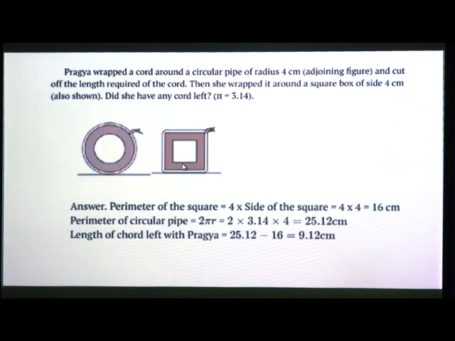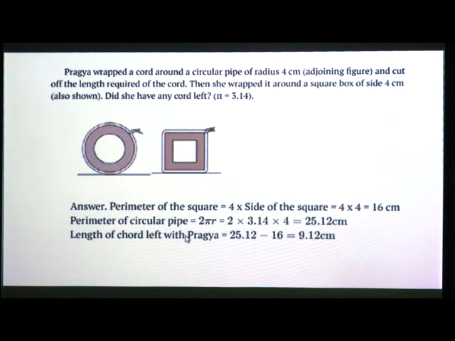What is a perimeter? The perimeter of a circle is nothing but its circumference. Here the perimeter of a circular pipe is equal to 2 pi r, you know the formula. The perimeter of a square is 4 into side, or we can say 4s, that is 4 multiplied by 4 is equal to 16 centimeter. What is 4? It is the 4 sides, and the measure of one side is given to us as 4 centimeter. So, we multiply 4 by 4, which is 16 centimeter.